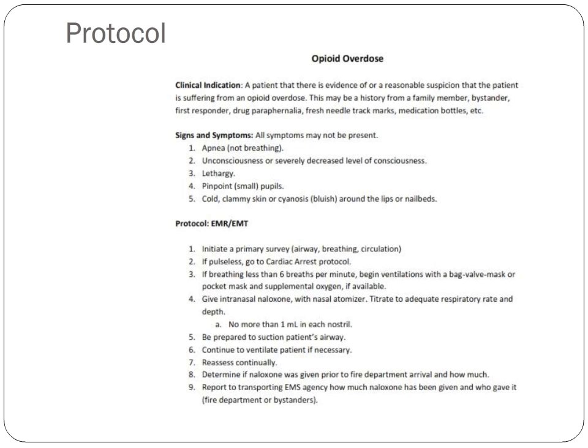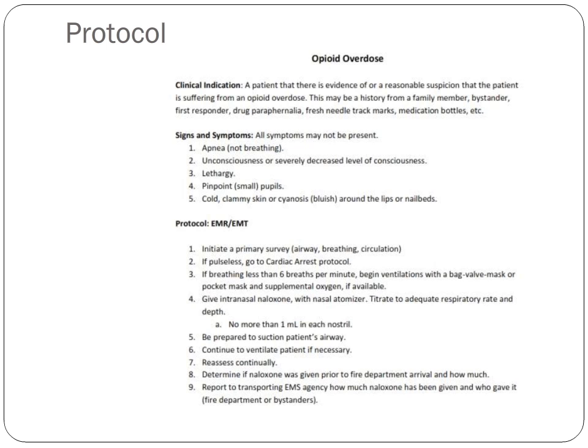For the EMR and EMT, the protocol states to initiate a primary survey, which is evaluating the airway, the breathing, and the circulation. If they're pulseless, go directly to the cardiac arrest protocol and begin chest compressions. If their breathing is less than 6 times a minute, begin ventilations with a bag valve mask or pocket mask and supplemental oxygen if you have it available.